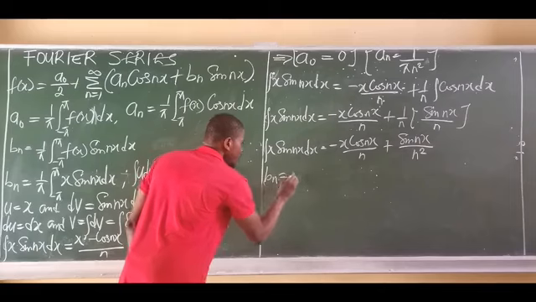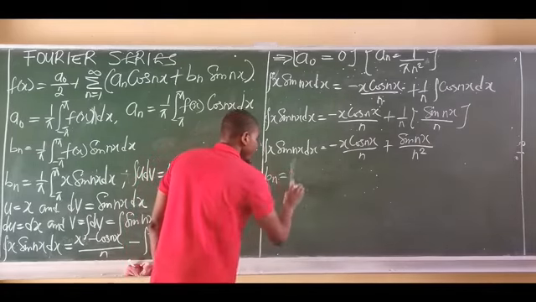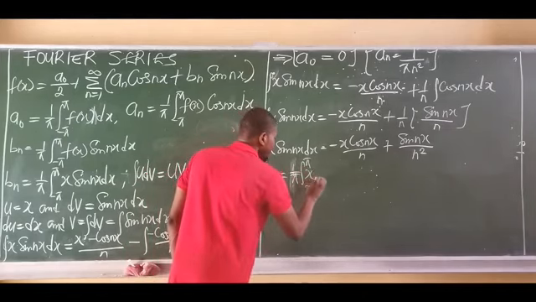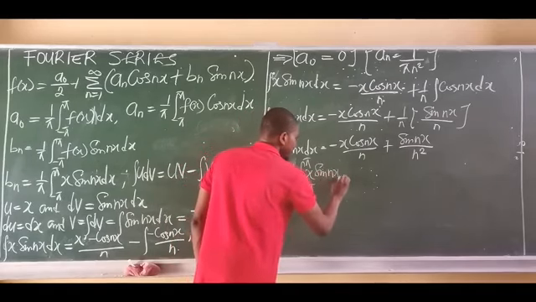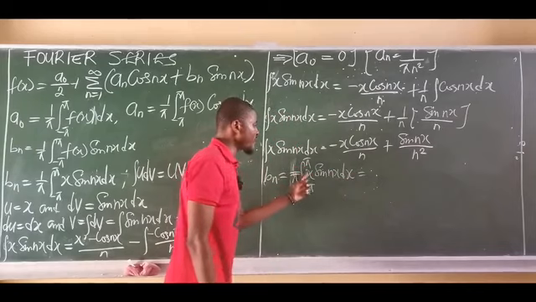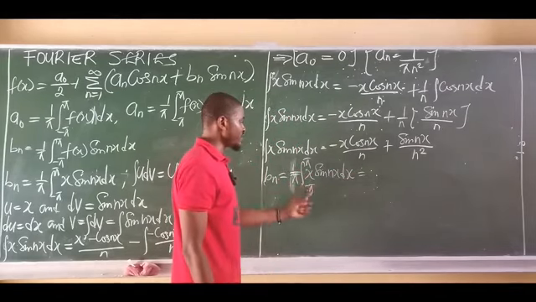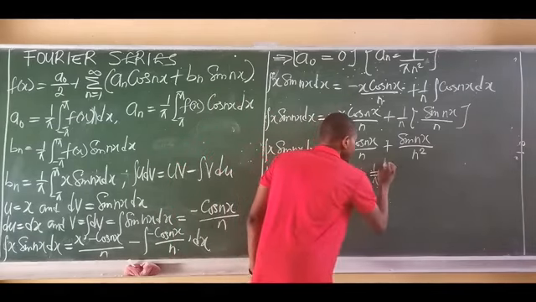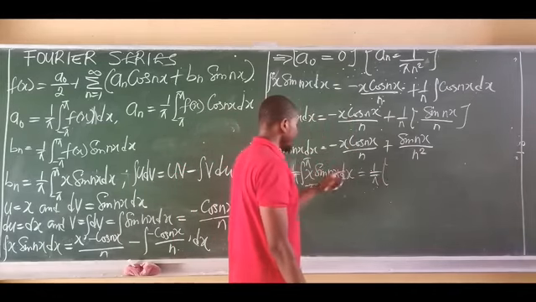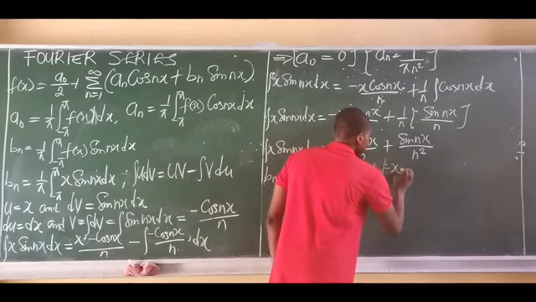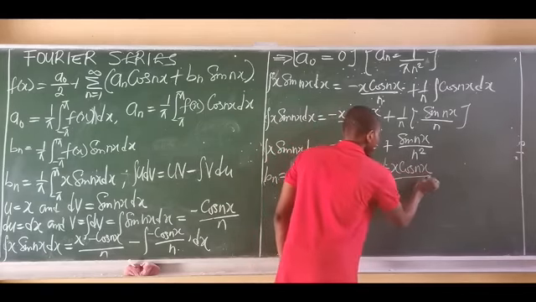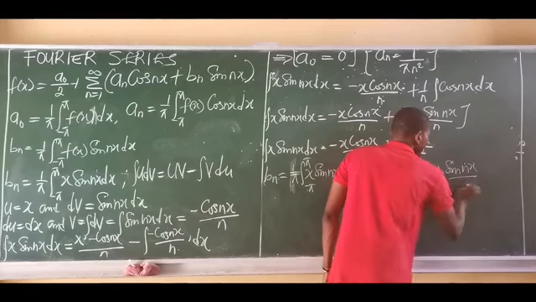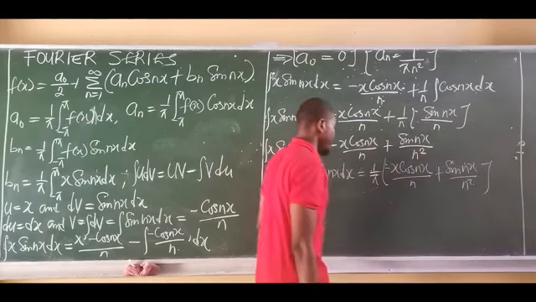So we'll now find b_n. b_n is equal to 1 all over pi integral from minus pi to pi of x sine nx dx. Now, since we found this integral, we have to effect this limit and the constant outside. So this is now equal to 1 all over pi into minus x cos nx all over n plus sine nx all over n squared. Now you effect the limits.